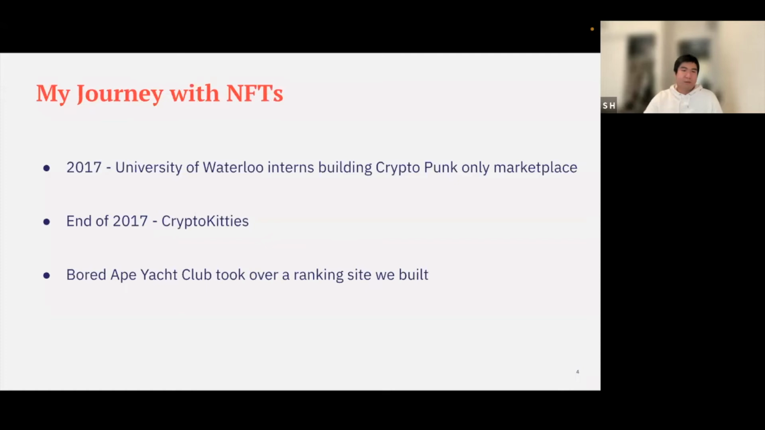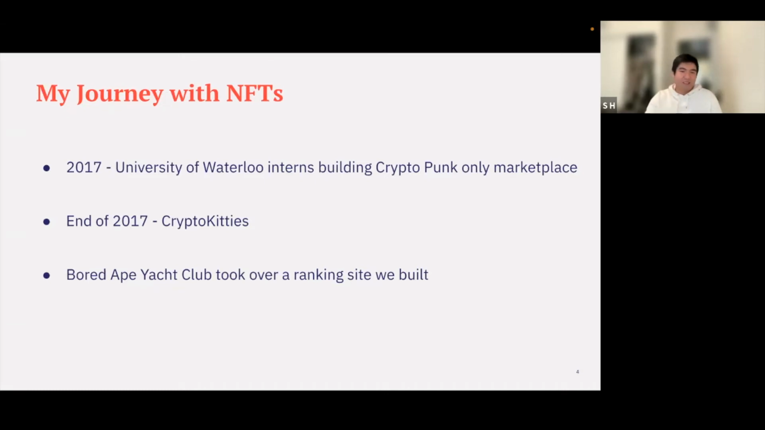And just a little bit of background about my journey with NFTs. I first saw NFTs in mid to late 2017. I'm based in Canada, so I saw a bunch of University of Waterloo interns building a marketplace only for CryptoPunks. At that time, CryptoPunks were basically free, not at the cost they are now. Unfortunately, I didn't get any myself because I didn't really like the aesthetics at that time, but now I've obviously come to appreciate them a bit more.